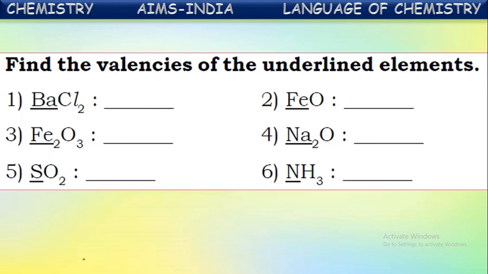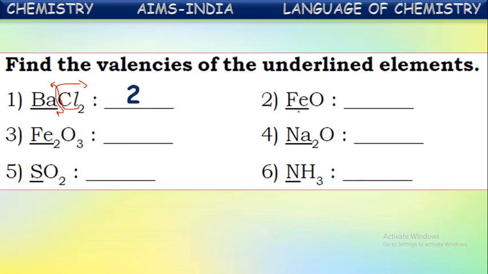See here. Find the valencies of the underlined elements. Let us try to find the valency here of barium. By crisscross method, you can find easily. We know chlorine valency is 1. And if you crisscross that, here there is 1. So the valency of chlorine is obtained as 1. And this number will come as the valency of barium. What is that now? Valency of barium is 2.